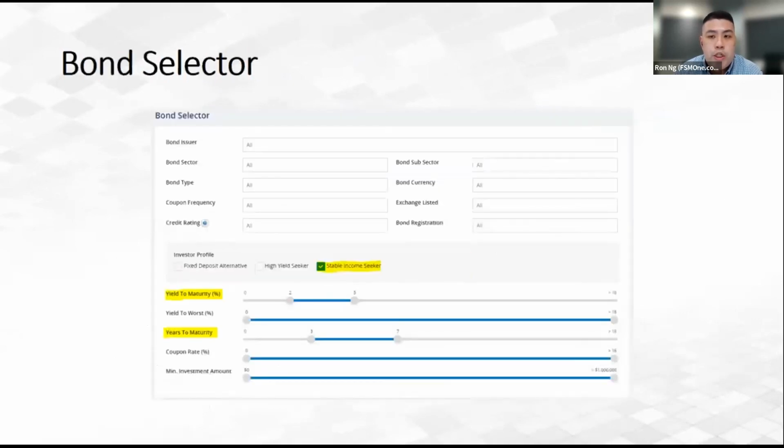Finally, to search for a bond on FSMOne that suits your investment criteria, do make use of the bond selector. It lets you filter various fields such as yield to maturity or years to maturity so that you can generate a list of bonds that is most suitable for you.